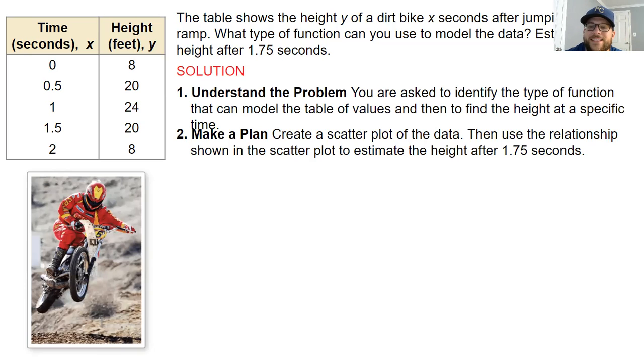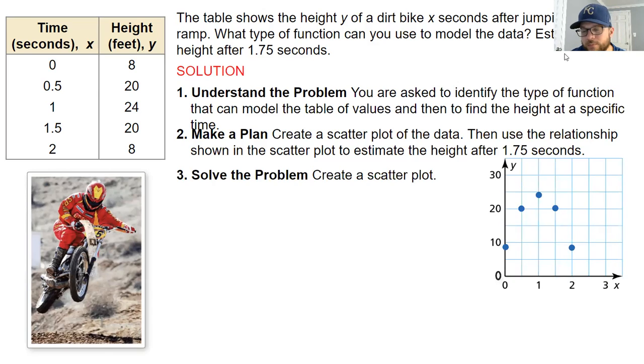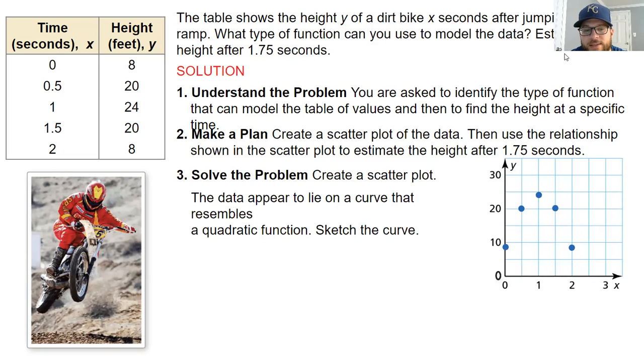So let's create a scatter plot of the data and then use the relationships talked about from the parent functions after we create that function to estimate what it would look like at 1.75. So when you plug these points into a scatter plot of x and y, it should look something like this, just the points. And when we connect those dots, it looks similar to a quadratic function when we draw the line through. So that's what our parent function is going to be based on, this quadratic graph.